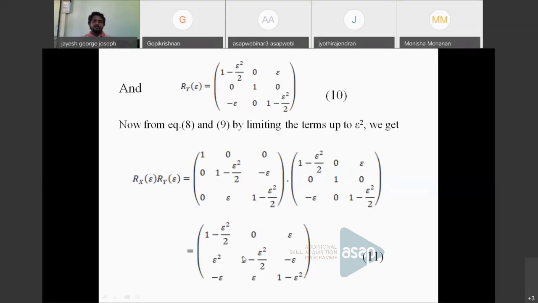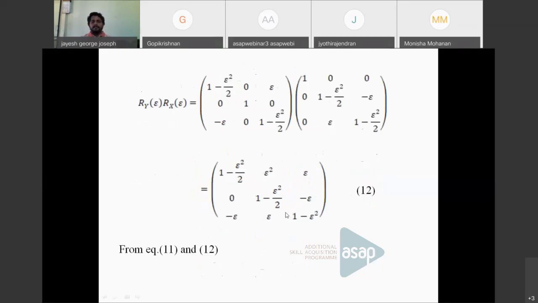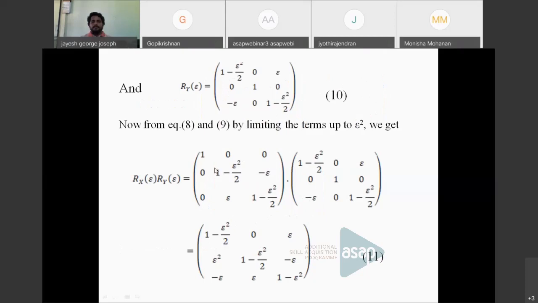Now we are going to determine the second row elements. It is 0 into 1 minus epsilon square by 2, that is 0. The second is 1 minus epsilon square by 2 into 0, that is again 0. And the third is minus epsilon into minus epsilon, that is epsilon square. Then this is determined by multiplication, that is 0 plus 1 minus epsilon square by 2, that is that element. And the last is 0.